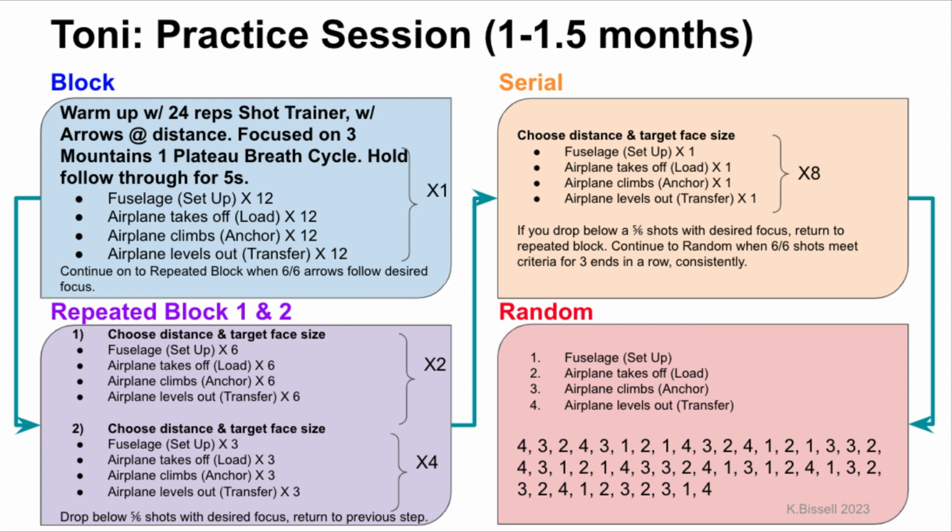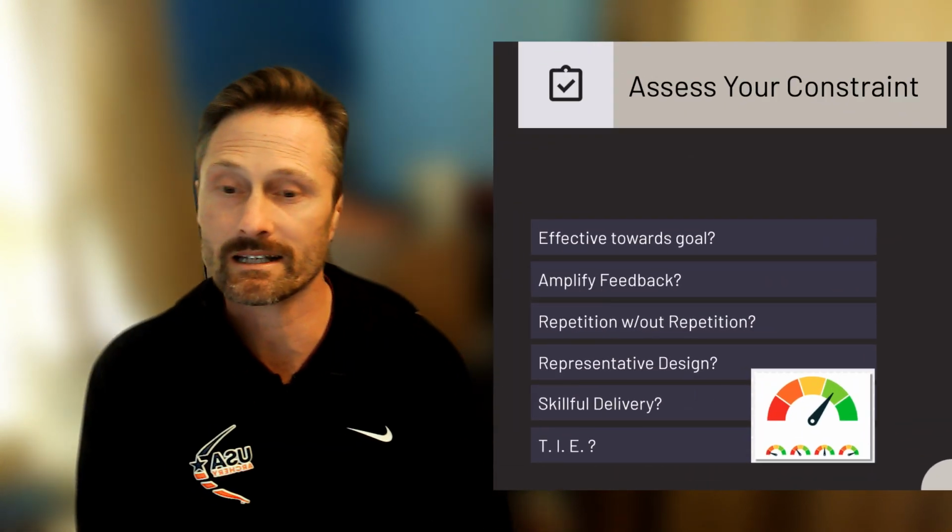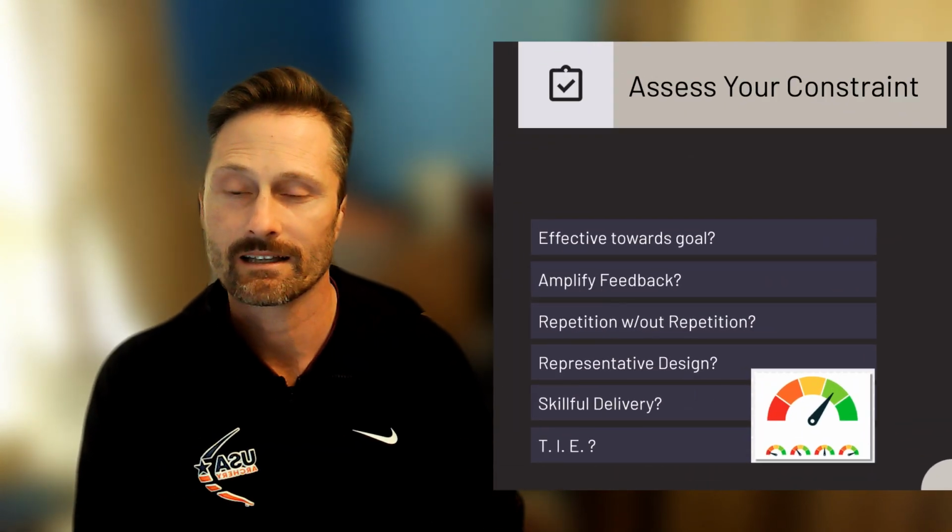Now, when do you move on to repeated block? Well, you want proficiency before you move on. What does that mean exactly? Well, I would recommend 5 out of 6 or 6 out of 6 arrows for any one of those focus points, maybe 3 ends in a row. And when you can do that, you move on to repeated block. Okay? And then on to serial, and then on to random. Again, that whole section might take a month to a month and a half.